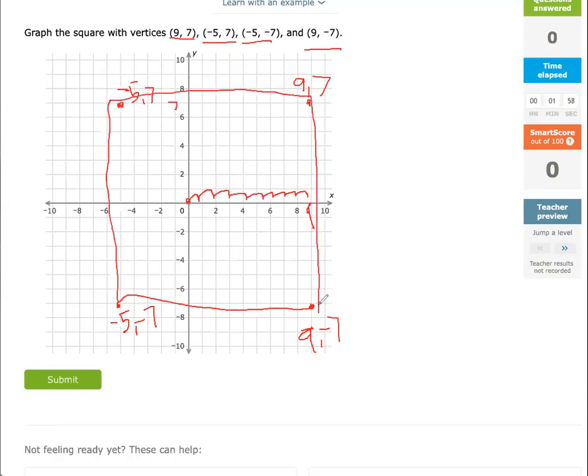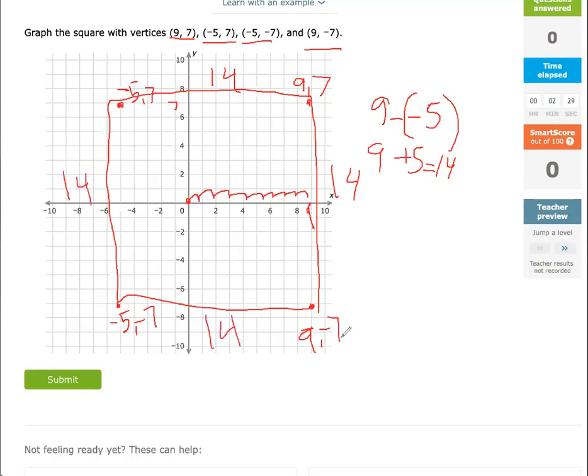And this should be a square. Yeah. And distance between these points should all be the same. So for example, 9 minus -5, minus and minus is going to be a plus. So the distance between these is going to be 14. Same should be here. So 7 plus or minus -7 is going to be 14. And then same with these other two sides. Okay.